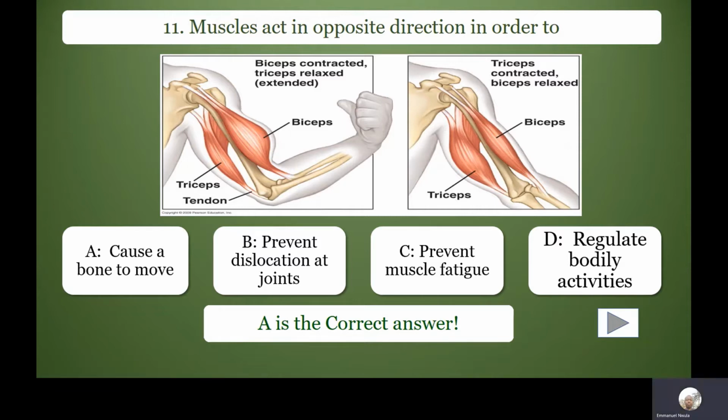To raise your lower arm, the biceps contracts and the triceps relaxes. So they work in opposite direction to cause a bone to move. If the biceps contracts, it will pull on the radius, so it will cause that bone to move.